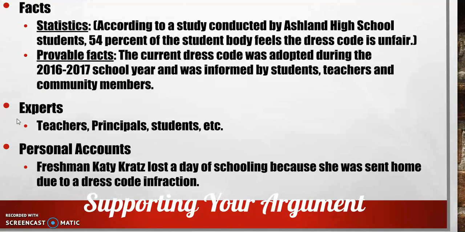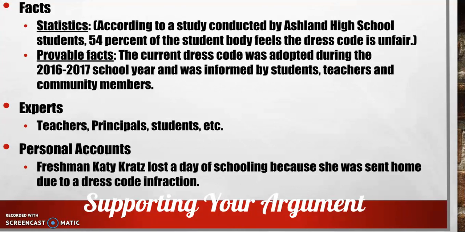All right, another type of support you could use in your column would be experts. Now, the way that I would do this is I could cite or quote teachers, principals, students, and I would say current students there, because then you have people who are actually experiencing this dress code. You have people who are actually being impacted by it, and so therefore anything that they say will hold weight. It will make your argument, again, more credible. So that's the whole goal behind it.